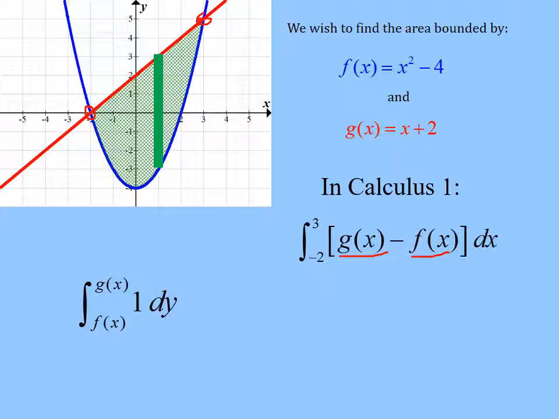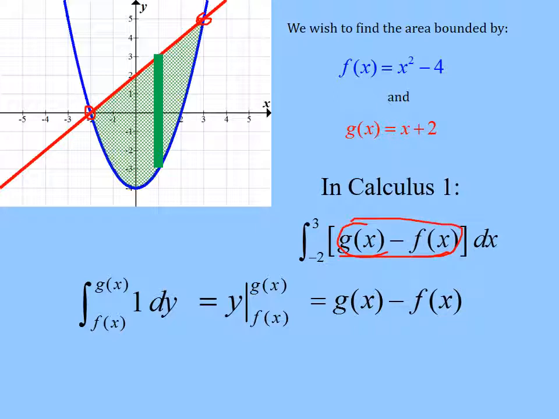Now let me just show you the integral, now that we know how to do such things. The integral of 1 with respect to y from f of x to g of x would be 1y, with the g of x minus the f of x, which would come out to be the same thing that we had right here. And so we can write this area as the double integral.